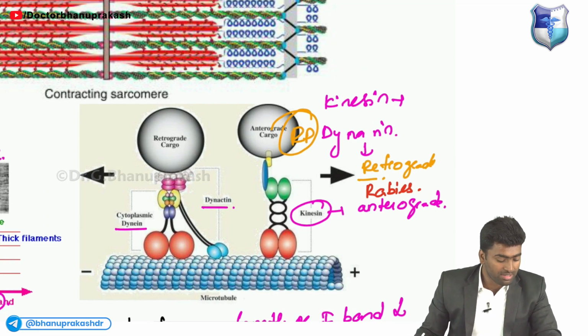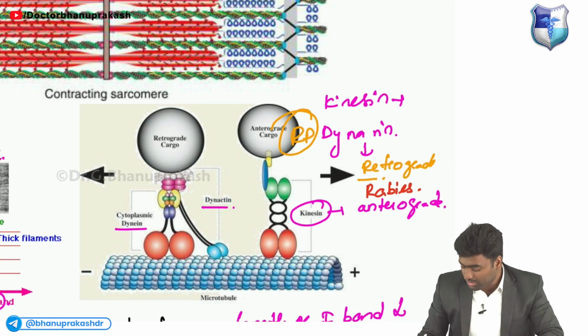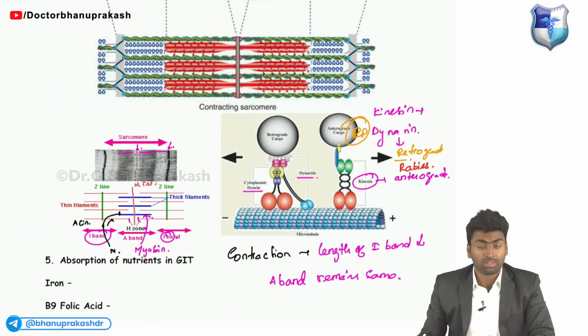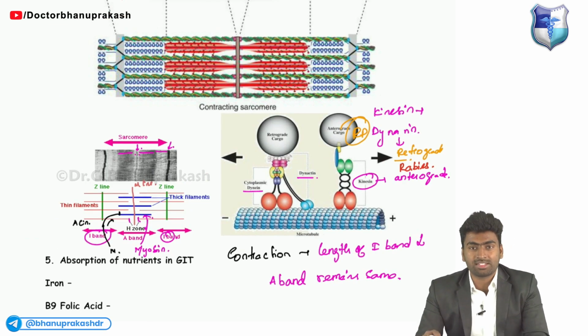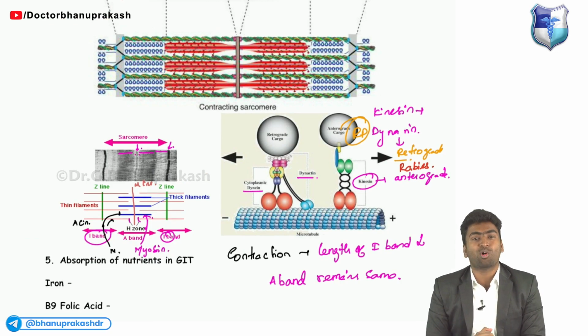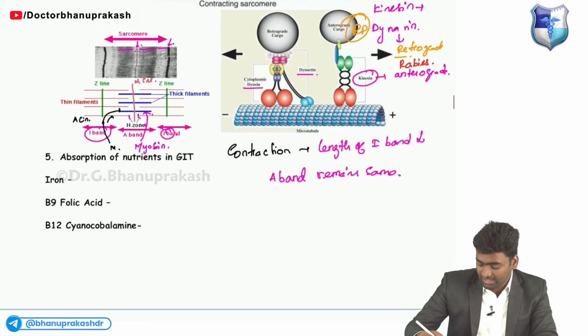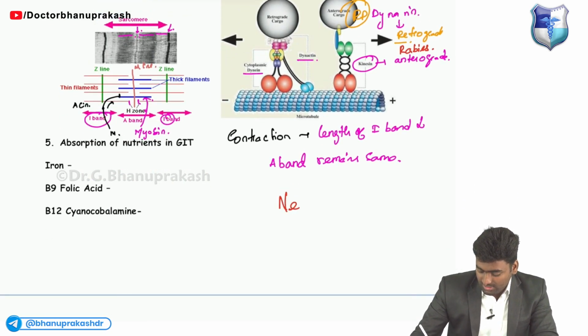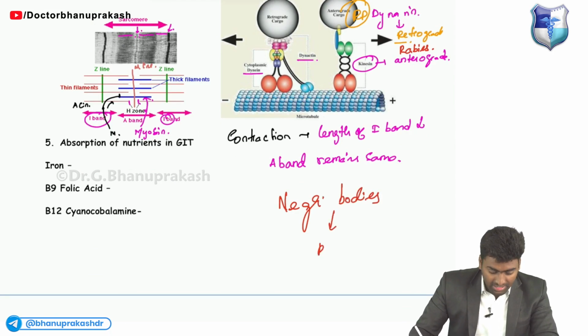Okay, we know rabies will involve this retrograde involvement. And we know in a case of rabies, pathologically, what is the name of the bodies you will see? I will see the Negri bodies. Negri bodies are seen in a case of rabies.